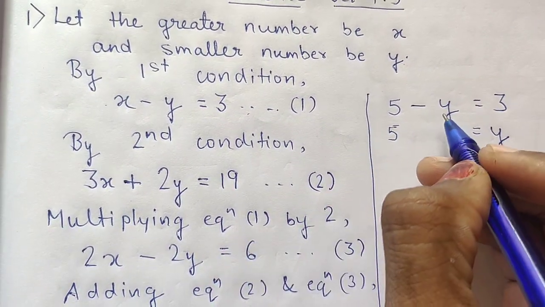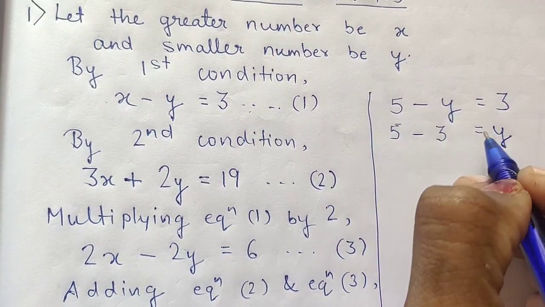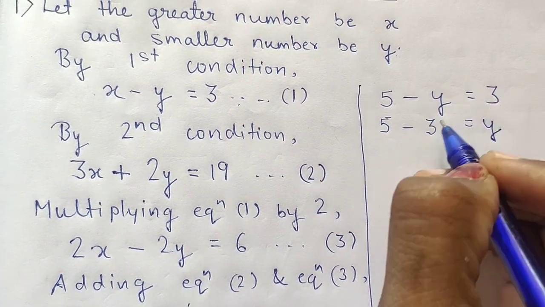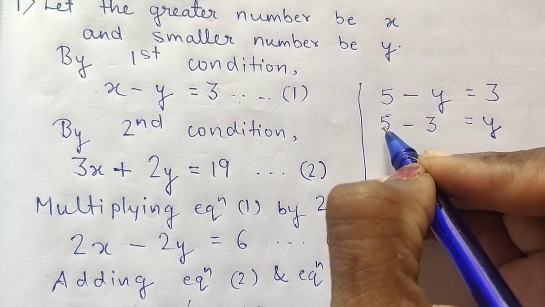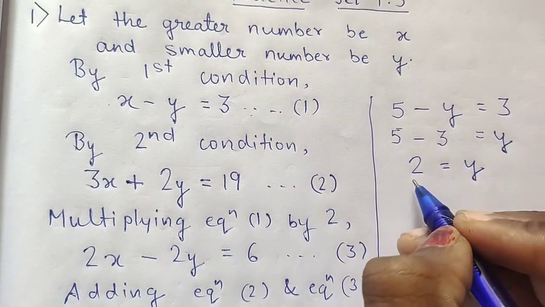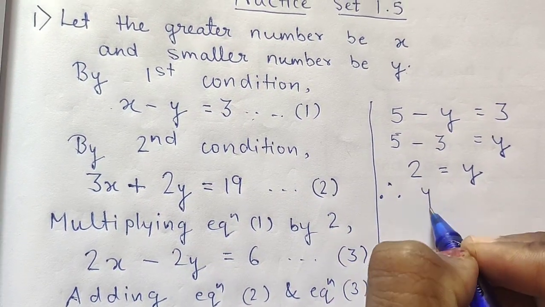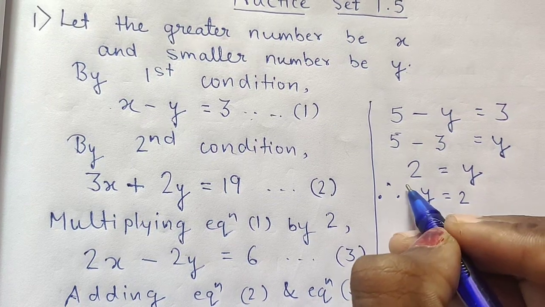Okay. Now take this 3 to left hand side. So this becomes minus 3. If you transfer this 3 to left hand side, this becomes negative. So what is the answer of 5 minus 3? 2. So 2 is equal to y. That means we can write our answer y is equal to 2.